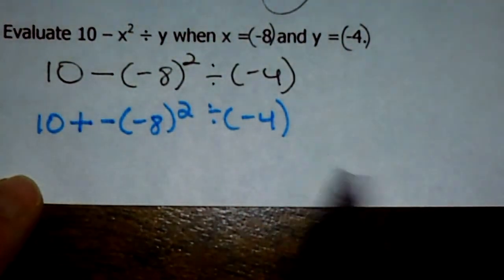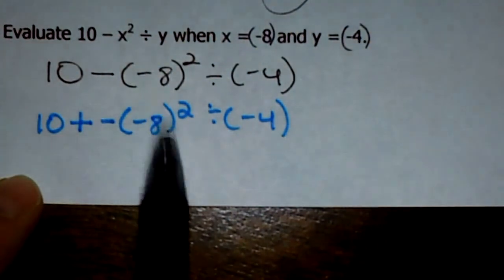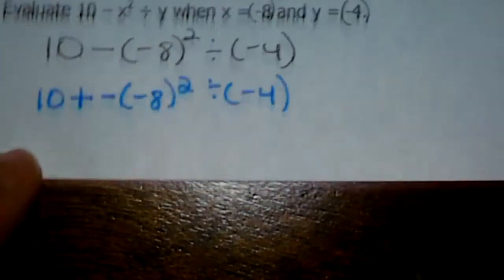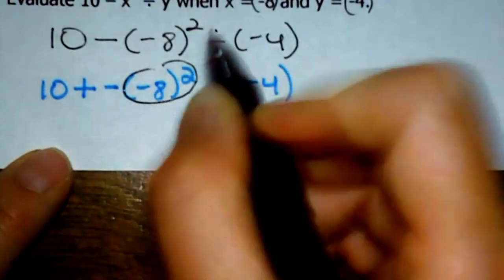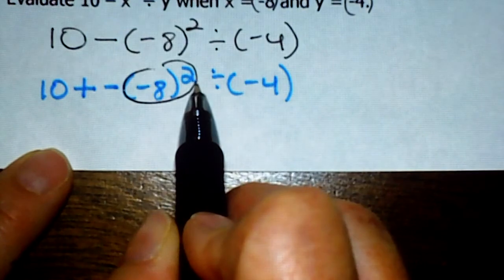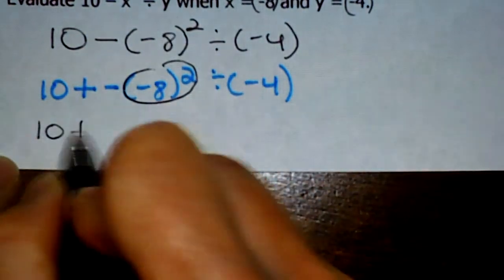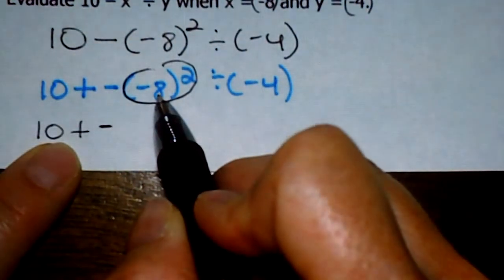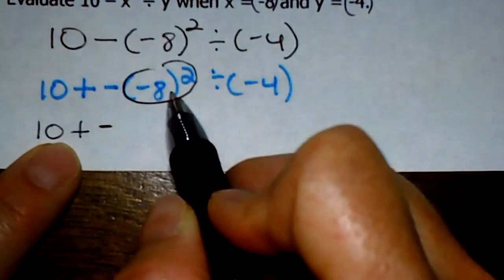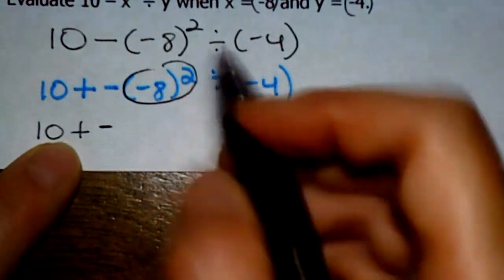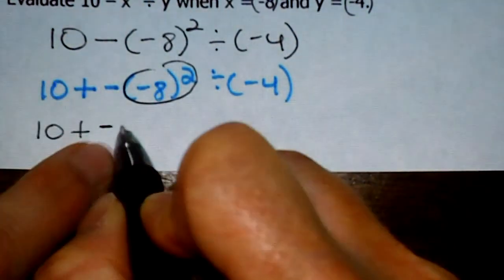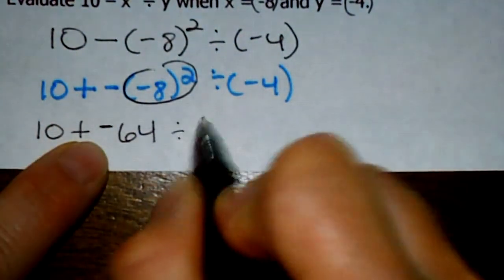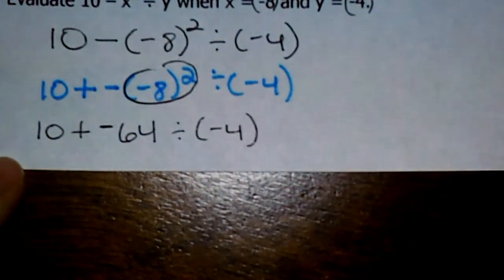So according to order of operations, since there's nothing inside the parentheses, there's only single digits in there, you would need to do exponents next. So that means I want to raise the quantity of negative 8 to the second power. So I'd have 10 plus the opposite of, a negative 8 squared means negative 8 times negative 8. That's 64, right? But I want the opposite of 64, so that means it'd be a negative 64. Crazy, I know. Then I want to divide that by a negative 4.